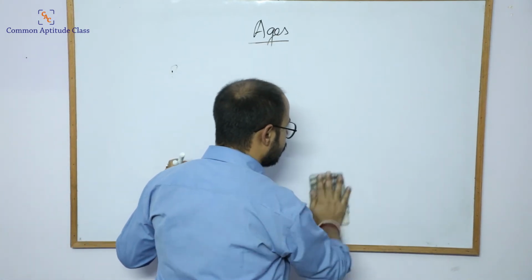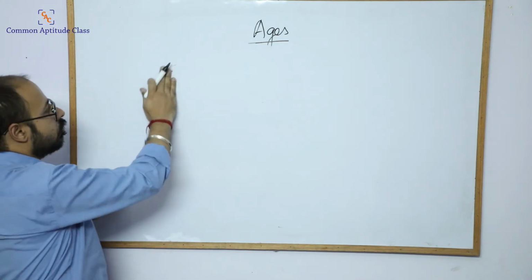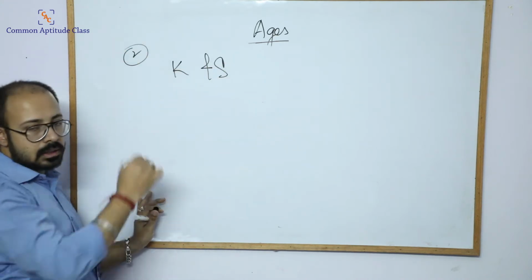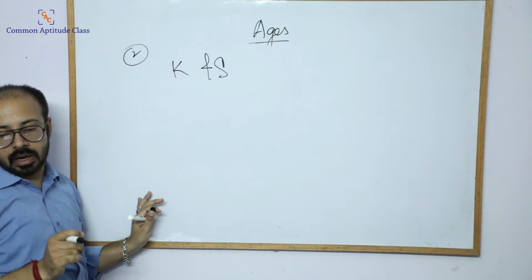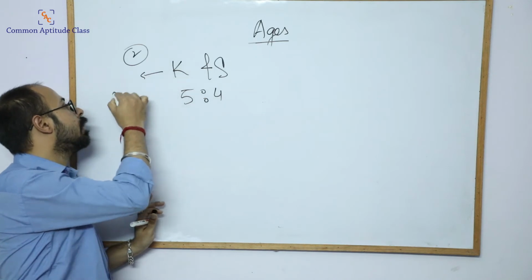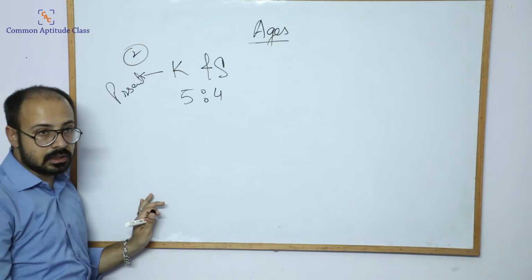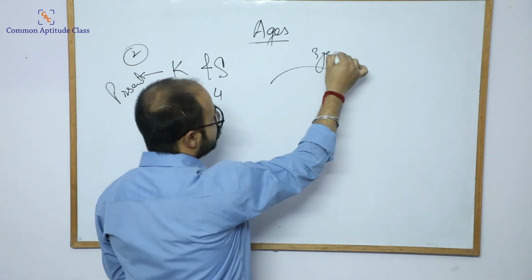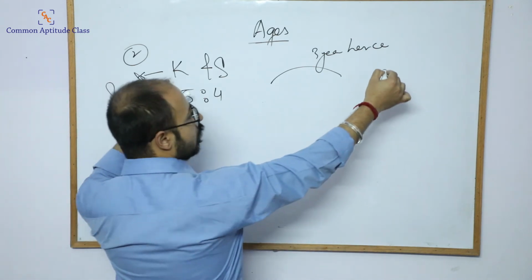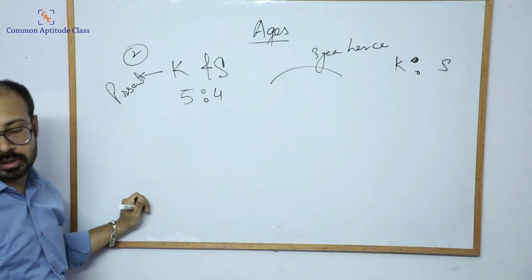The next question I will discuss. Now the present age of Kiran and Shyam are in the ratio 5:4. This is about present. 3 years hence, their ages will be in a new ratio, Kiran to Shyam, that is 11:9.